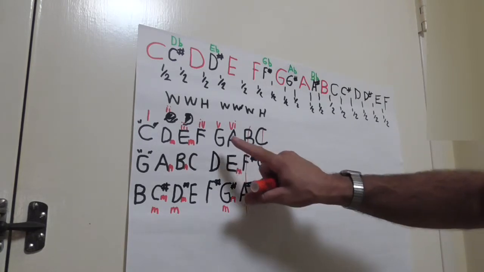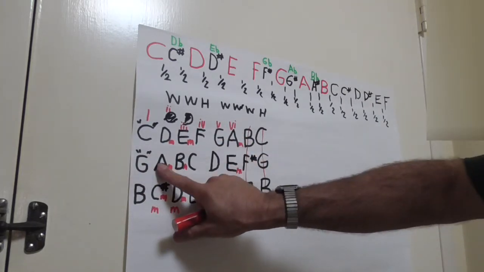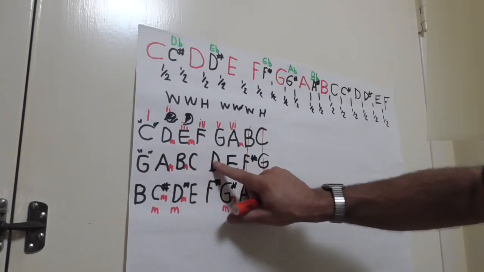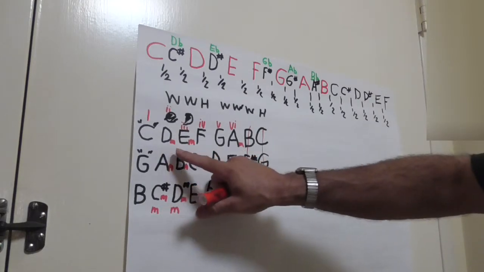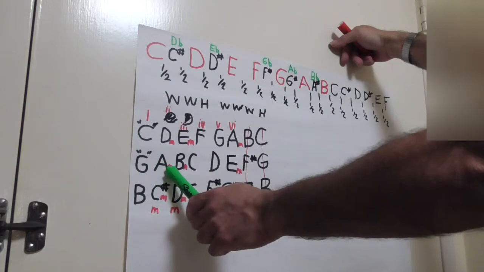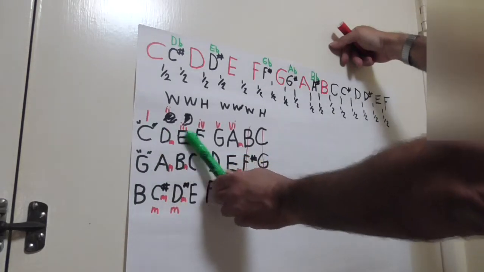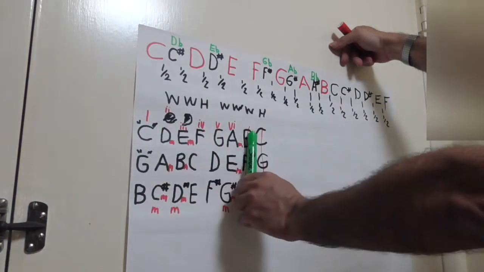So if you know G, you know G here. If you know A, you know A here. If you know D, you know D here. So you know a lot of these keys share half the notes. You just have to learn some other notes. So the transposing is really just figuring out, how do I play this song in a different pitch?